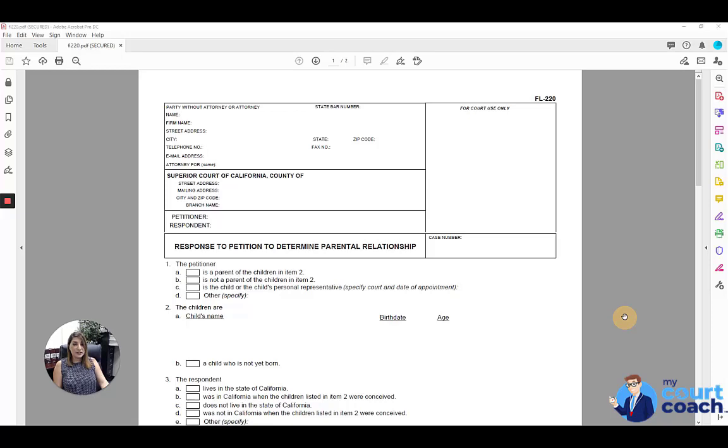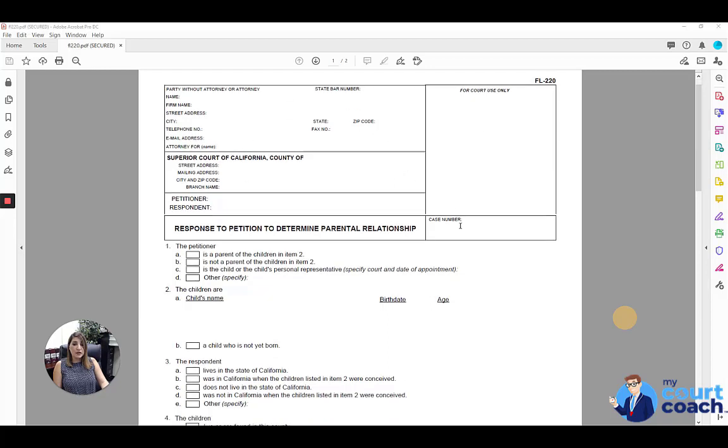I'm Sarah, and I'll be your instructor today as we talk about the response to petition to determine parental relationship, also known as Form FL-220. You were probably provided this form alongside the petition to determine parental relationship filed by the other party in the case. As with all our court forms, you want to start off by filling in your identifying case caption information at the top.